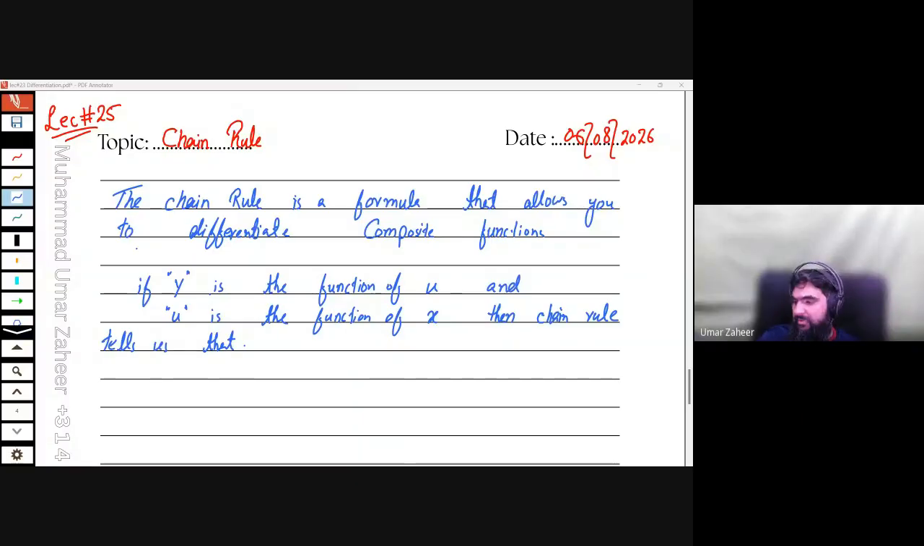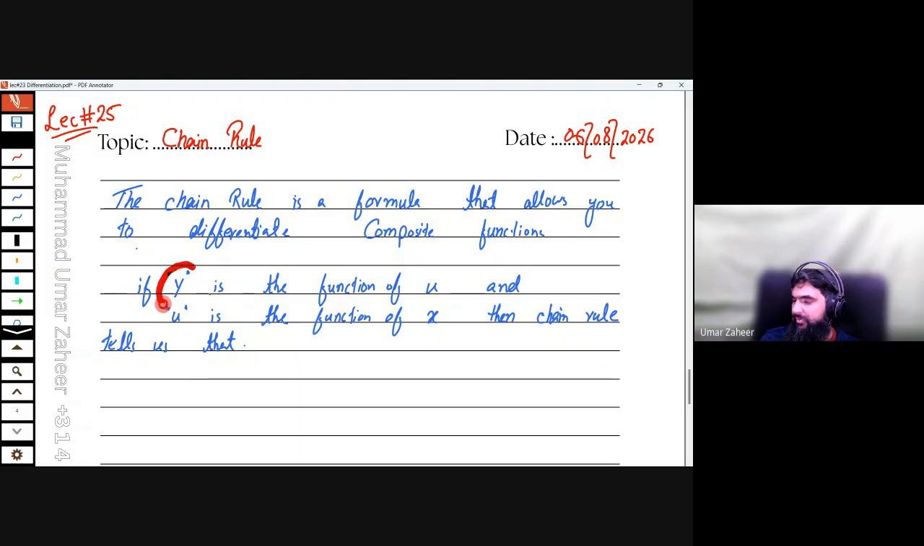Alright, Bismillahirrahmanirrahim. So in today's class, we are going to talk about the chain rule in differentiation. Basically, we are just going to use the chain rule when you are going to differentiate a composite function. Alright, you have a composition of two functions and you want to differentiate it, so you can use the chain rule there.